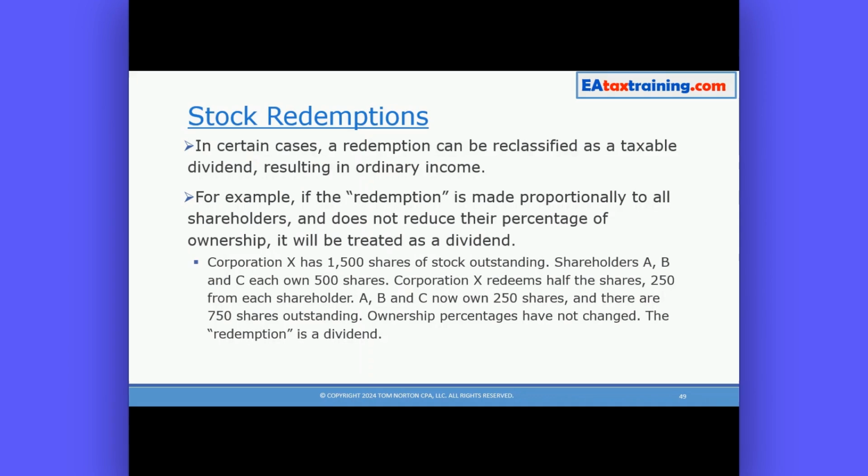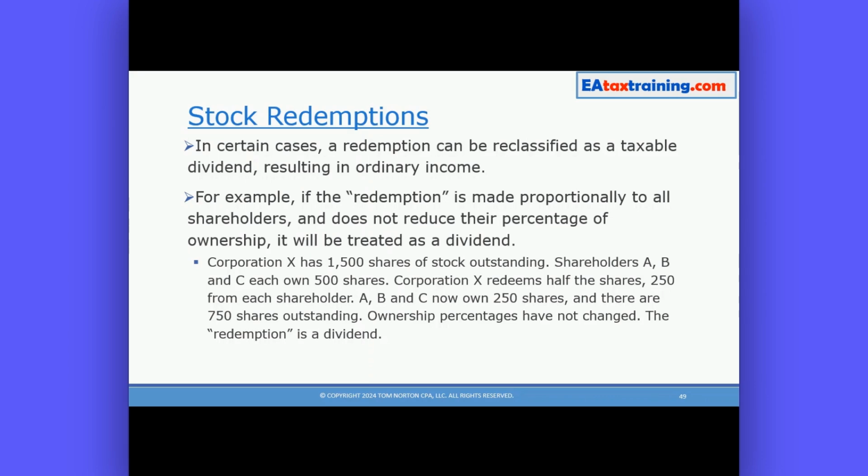In certain cases, a redemption can be reclassified as a dividend rather than as a redemption, thereby resulting in ordinary income rather than capital gain to the shareholder. So, for example, if the redemption is made proportionally to all shareholders and does not reduce their percentage of ownership, it will be treated as a dividend.